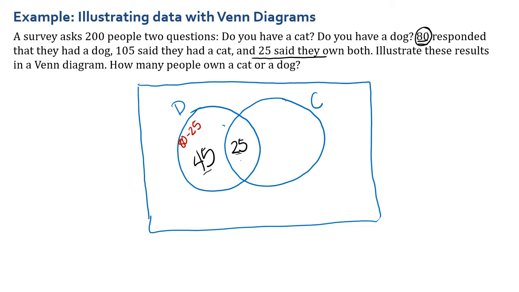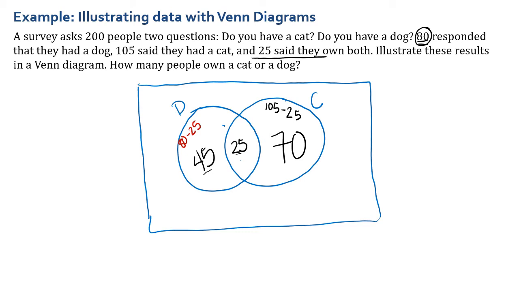For a cat, 105 said they had a cat. So to figure out who just had a cat, we need to take out those people who said they had both, which leaves me with 70. So there's 70 people that had just a cat.